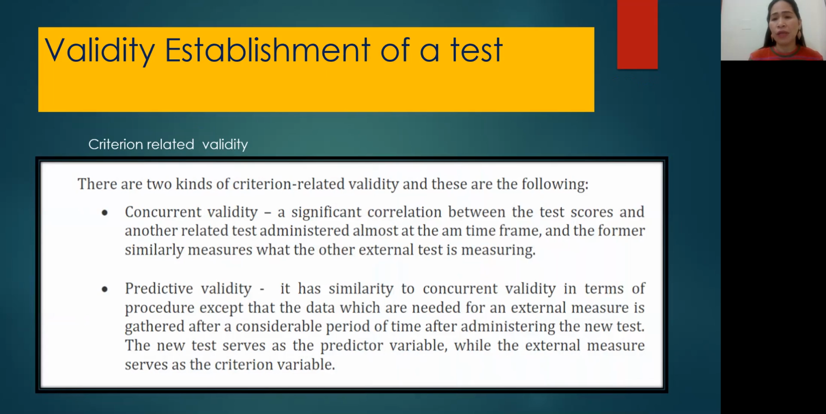Concurrent validity is a significant correlation between the test scores and another related test administered at almost the same time frame, and the former similarly measures what the other external test is measuring. Predictive validity is similar to concurrent validity in terms of procedure, except that the data needed for an external measure is gathered after a considerable period of time after administering the new test. The new test serves as the predictor variable, while the external measure serves as the criterion variable.